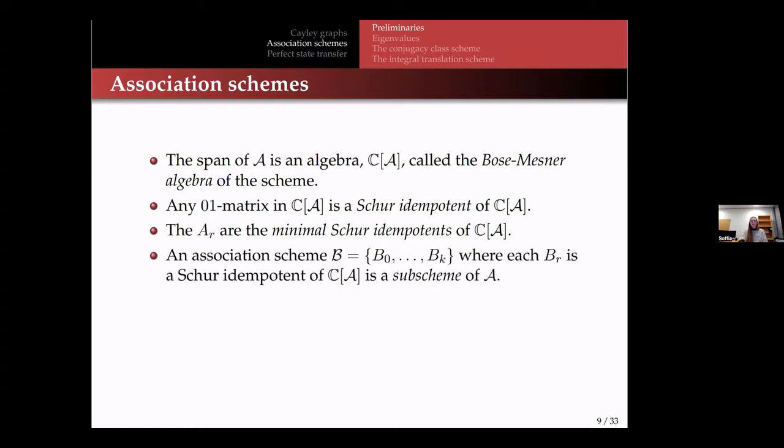Okay. And now, if we have our scheme A and we then take another scheme B with matrices B0 to BK, where each of those is a Schur idempotent in the Bose-Mesner algebra of A, then this is going to be a subscheme of A. So this means that every minimal Schur idempotent in our new scheme is a sum of some of the minimal Schur idempotents of our first scheme. Then the Bose-Mesner algebra for B is going to be a subalgebra of the Bose-Mesner algebra of A, which is not very surprising.